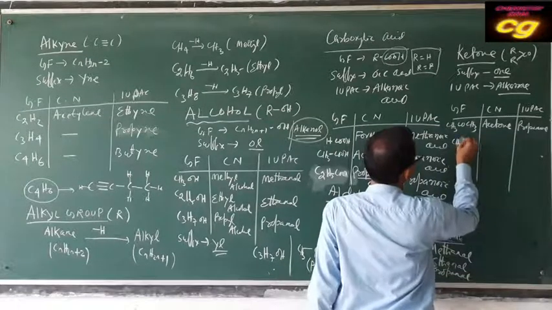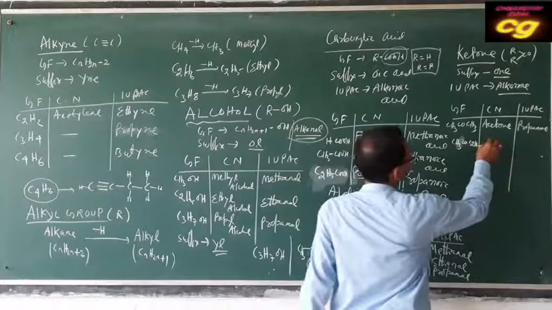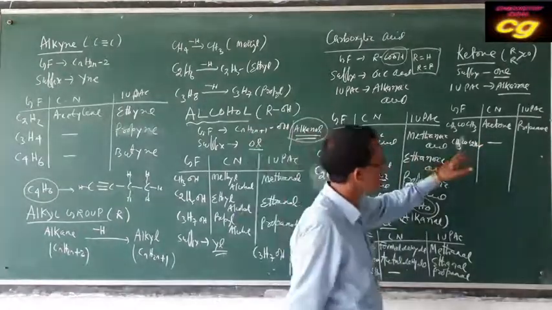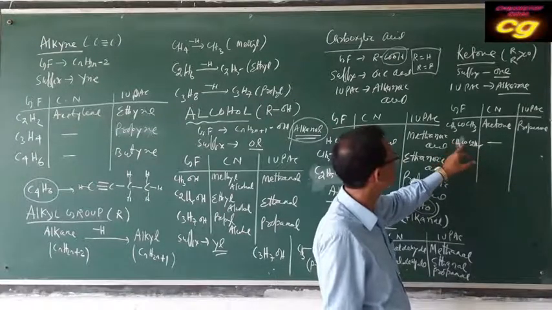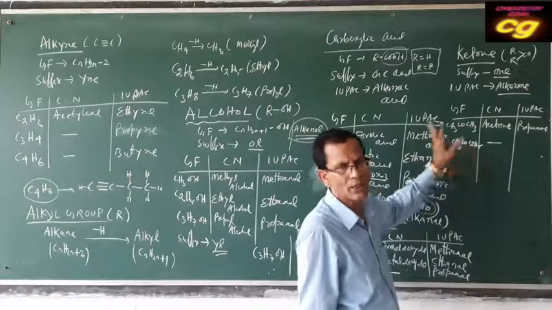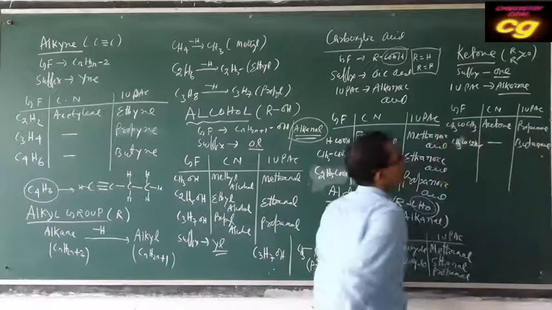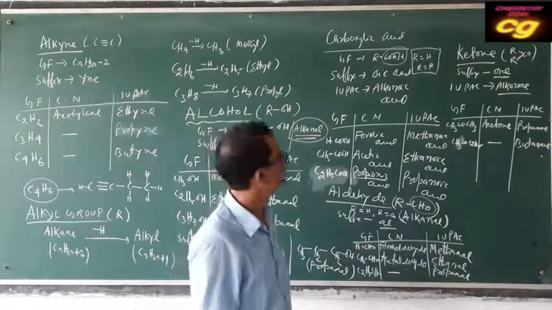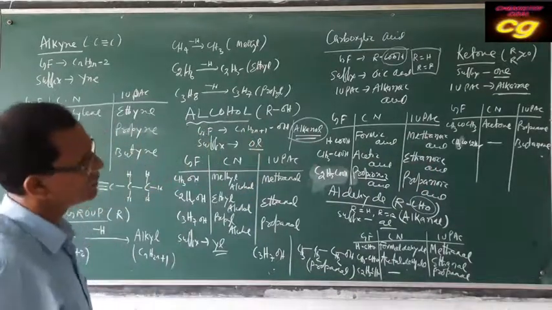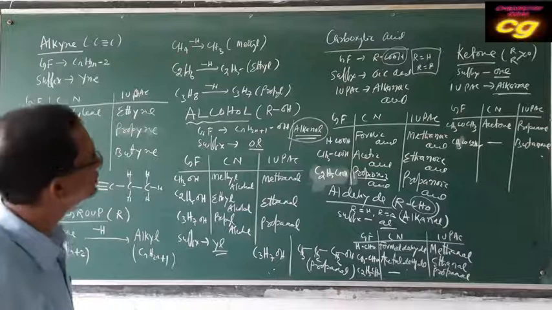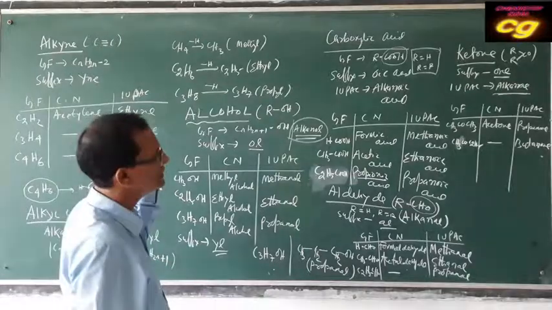Similarly, if you take CH3COC2H5, you can change the R. Common name not required. But for the IUPAC name, how many carbon? CH3, CO, and 2 carbon. That is 4. 4 means butanone. Butanone like this. Pentanone, hexanone. ONE means alkanone. That is ketone. So this is regarding some important nomenclature of aldehyde, ketone, carboxylic acid, then alcohol, alkane, alkene and alkyne.